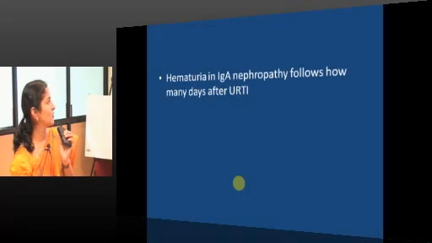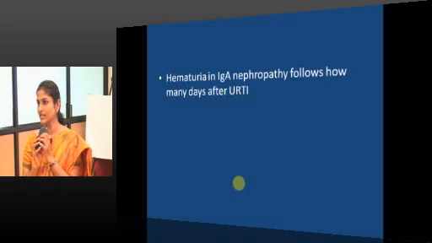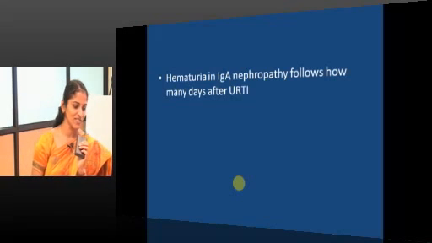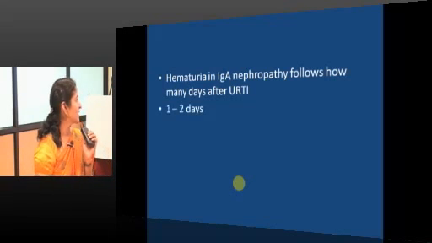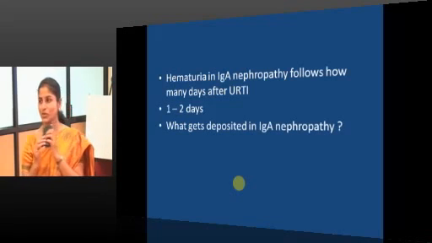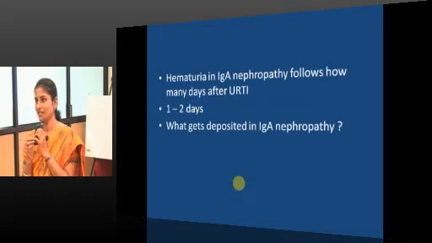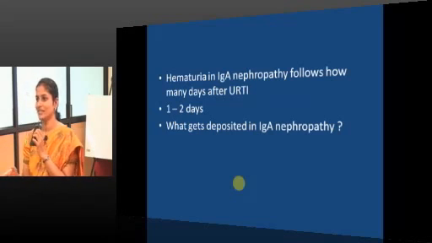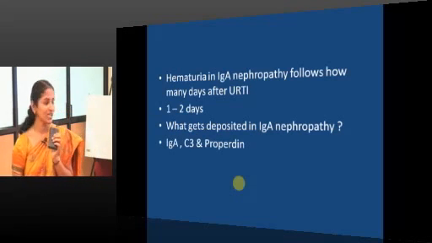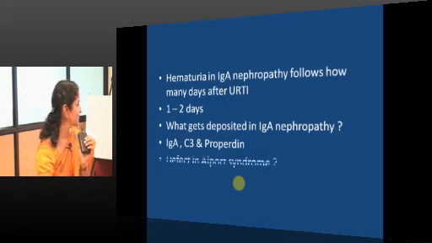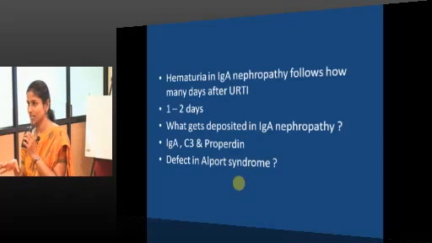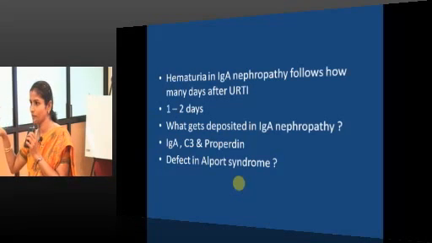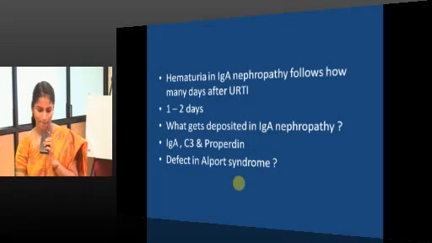Hematuria in IgA nephropathy follows how many days after URTI? 1 to 2 days. Sara, Akshara, everyone is coming up with very good answers. What gets deposited in IgA nephropathy? IgA with complement and properdin. IgA nephropathy is one disease where it fixes some complement, but the serum complement levels will be normal, right?